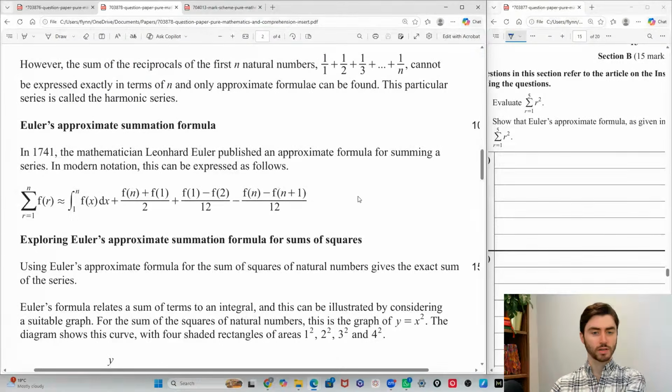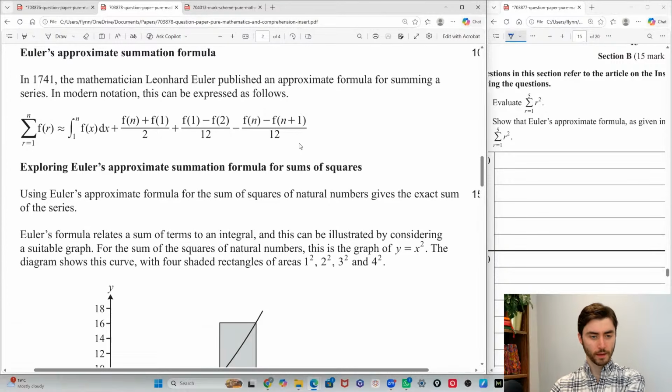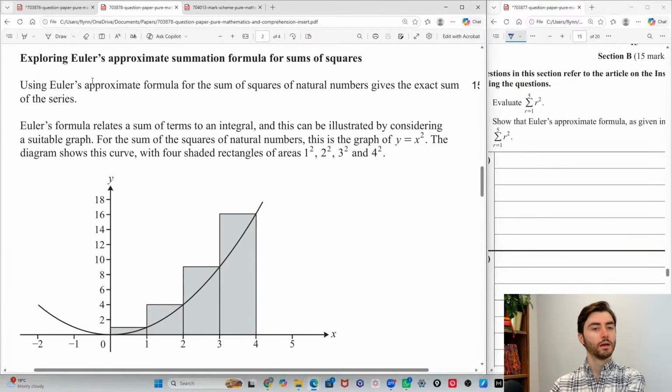Euler published an approximate formula for summing, where that's that. Okay, don't know what that means yet. For the sum of squares of natural numbers it gives the exact sum of the series. Good. This formula relates a sum of terms to an integral. For the sum of squares, this is y equals x squared, and you get 4 shaded rectangles of area. Okay.